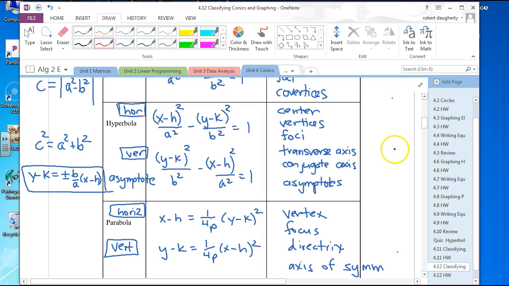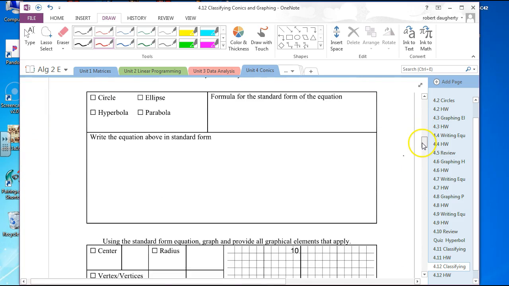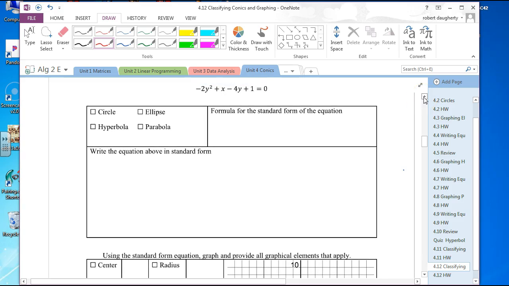So what we're going to do today is practice what we did yesterday, converting them to standard form. And then I'm going to show you how the graphs will work on your unit test. So what is this? Yeah, this is a parabola. I know it's a parabola because why? There's only one variable that's squared, okay? And which of those variables is squared?